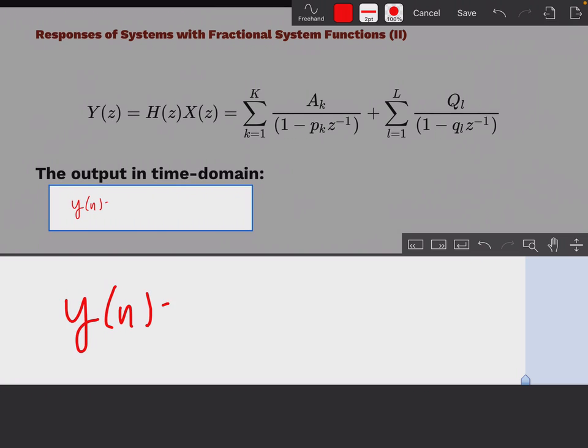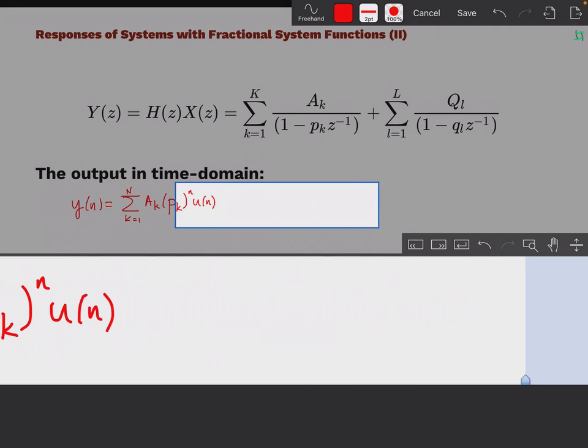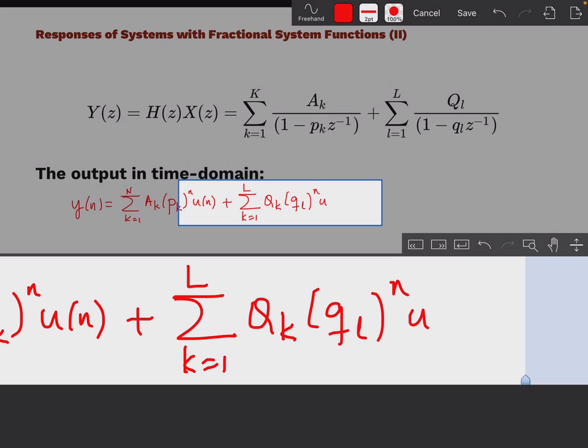So y of n is equal to, for all k from 1 to K, a sub k. Now we have p sub k to the power n, this is exponential, right? U of n. And then plus, we have L poles coming from the signal. So l from 1 to L this time, b sub l, and then q sub l to the power n u of n.